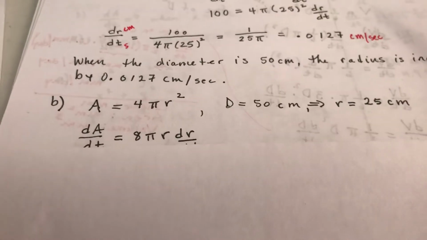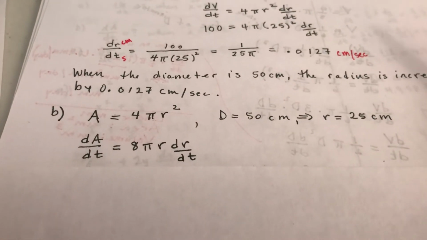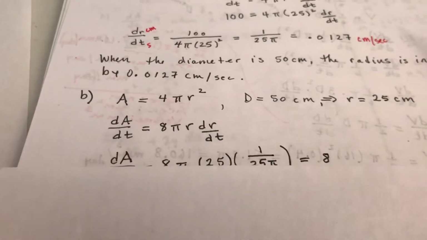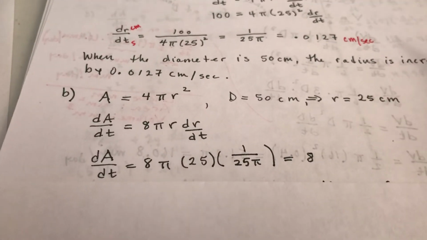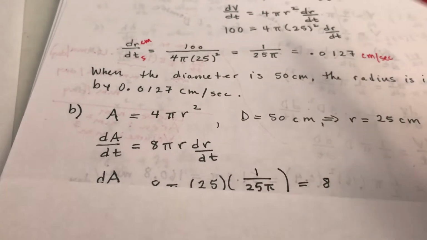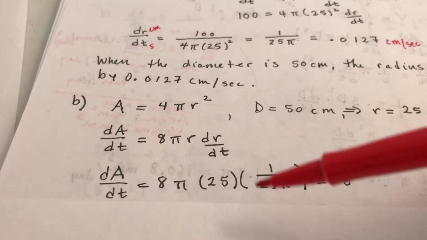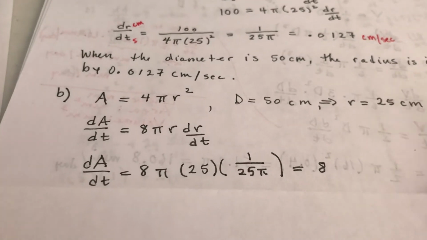So this one, just find the derivative, dA/dt. I brought the 2 in front. I got 8 pi r dr/dt. Substitute in the 25 and the 1 over 25 pi. I put that one in instead of the decimal, and things cancel nicely, the 25 and the pi, and it gave me a solid 8.